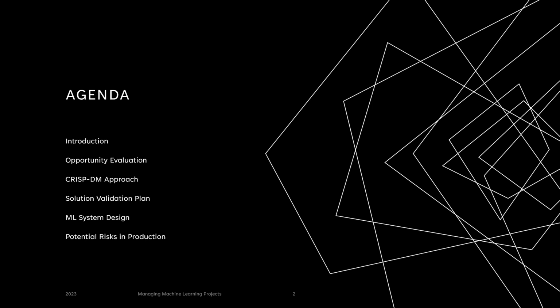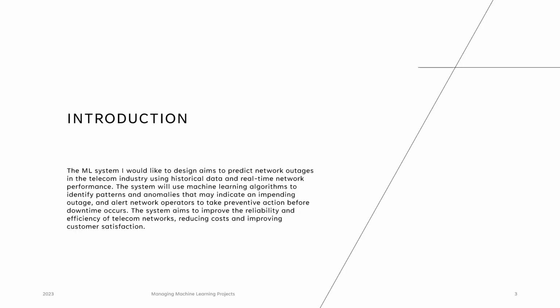So let's get started with the agenda. First, I'll give you an introduction to the project and talk about the opportunity evaluation. Then I'll dive into the CRISP-DM approach I used and explain the solution validation plan. After that, we'll talk about the machine learning system design and the potential risk in production. Okay, let's jump into it.